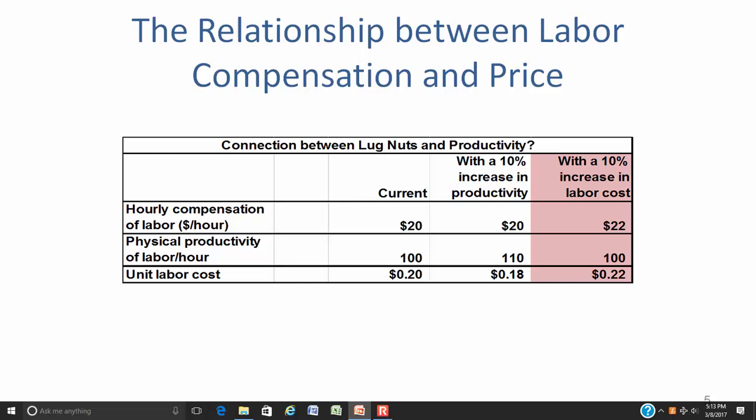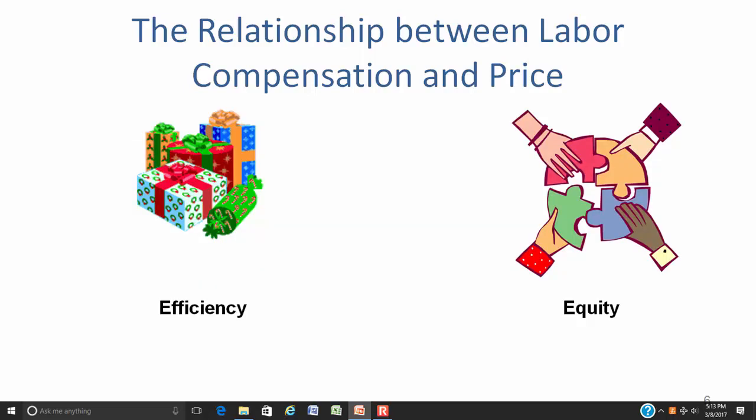Finally, in this last column, we show an increase in unit labor cost. The hourly compensation to labor increased to $22 per hour. The physical product in this case remained at 100 units. Productivity remains at 100 lug nuts per hour, while the unit labor cost rises to 22 cents per lug nut. The lesson here is very straightforward.